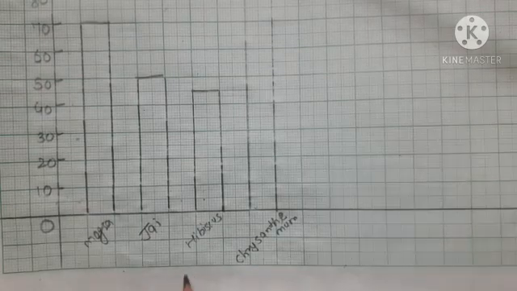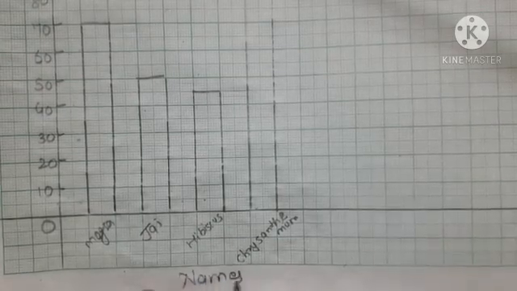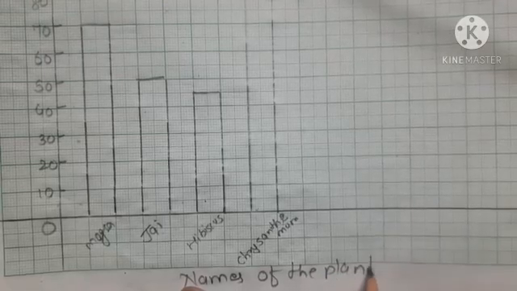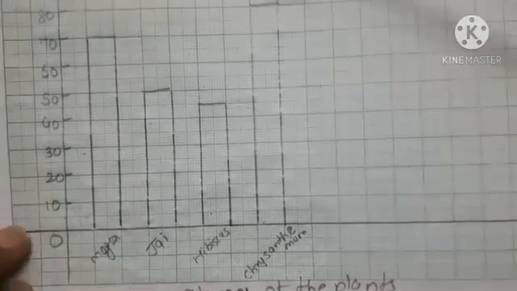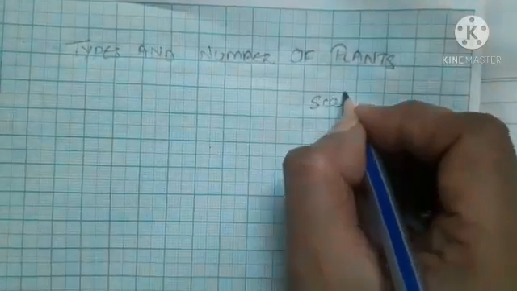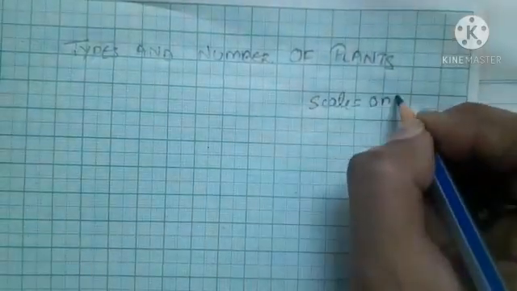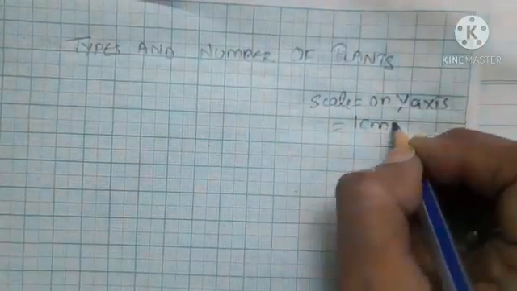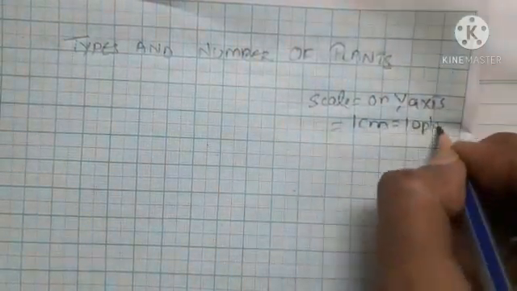Here I will be writing the topic names of the plant, because here you have written the names, and on the y-axis I will be writing number, because there we have taken number of plants. Now we will write the scale. Scale on y-axis is equal to 1 centimeter is equal to 10 plants.